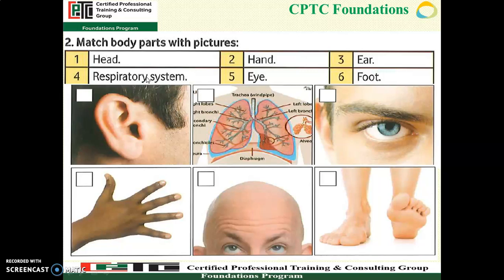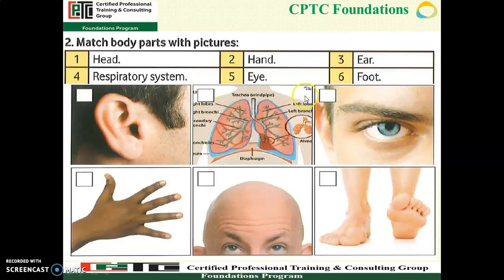And we have respiratory system. It's a system for breathing. When you breathe air, there's a whole system inside your body. The main part of the system are the lungs, the 2 lungs. Everyone has 2 lungs. We need them for breathing. So that's picture number 2. Respiratory system is picture number 2. So we should write 4 here.